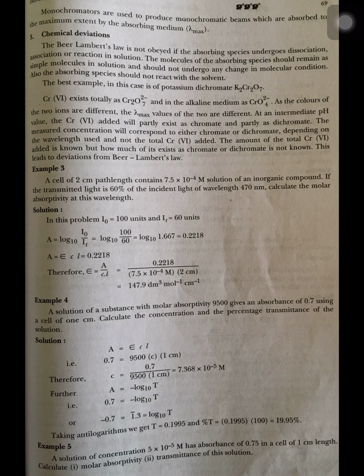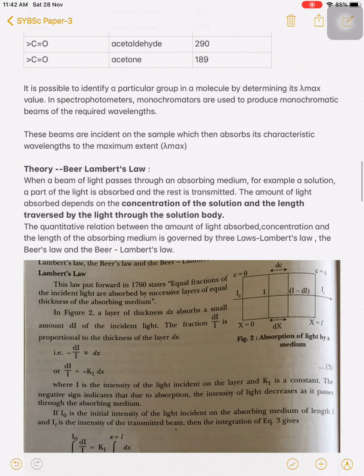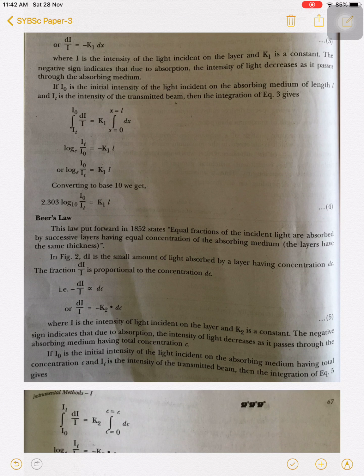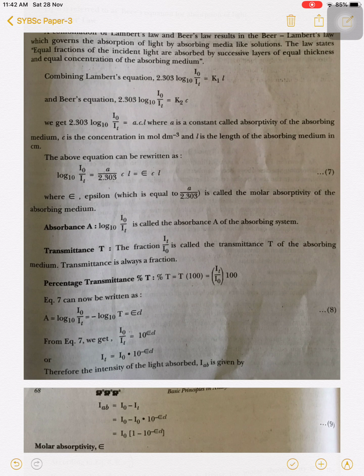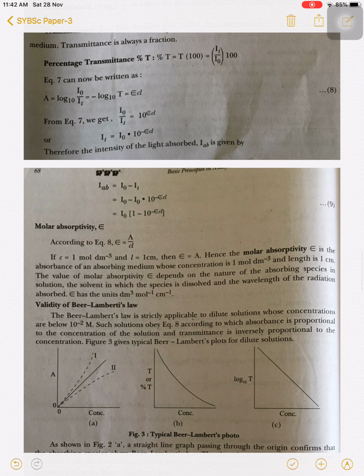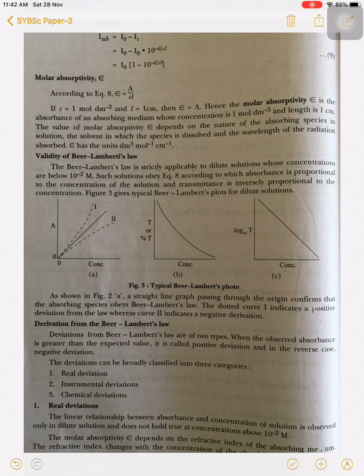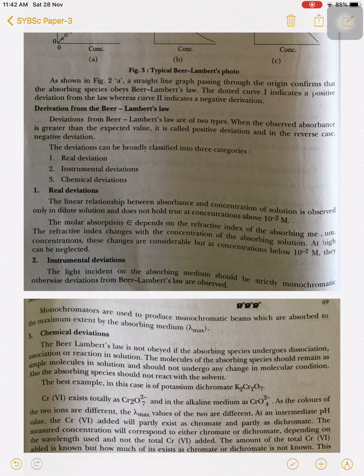So this is what we have seen today in the lecture: the theory of the Lambert-Beer law. First, Lambert's law. Second, Beer's law, and the combined law: A equals epsilon C L. So the absorbance depends on the concentration and the path length of the absorbing medium. We also saw what is meant by molar absorptivity, why a solution does not obey Lambert's law and Beer's law, and what the deviations are because of which the law is not obeyed by the solution.